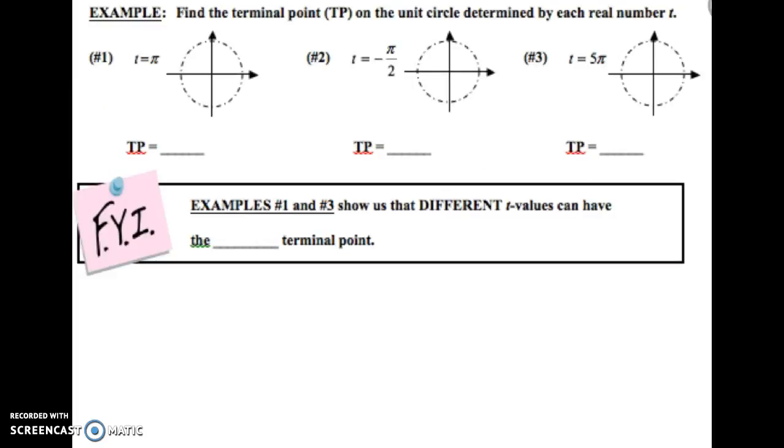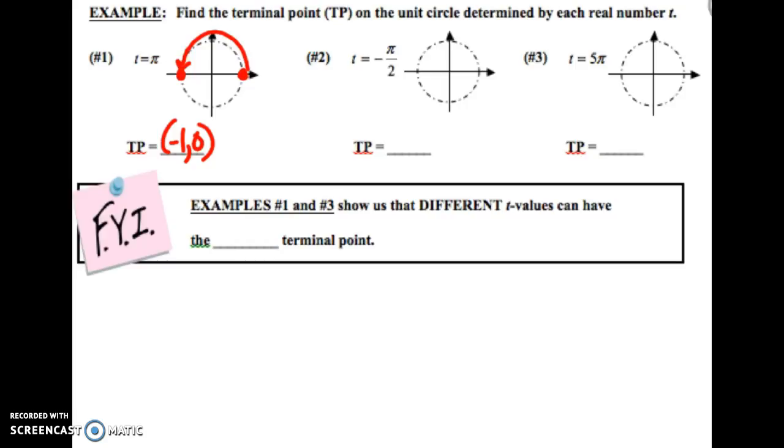So we've got a couple of examples about terminal points on the unit circle. It says, find the terminal point on the unit circle determined by each real number t. So for our first one, t is pi. Well, hopefully you've been studying your unit circle and you remember that pi is located right here on the unit circle. So here's our starting point, and we're going all the way around to our ending point. And the question is, what is the ordered pair at that location? Well, the ordered pair right there on the unit circle is (-1, 0), because remember, it's 1 unit to the left of the origin, and our radius is 1.